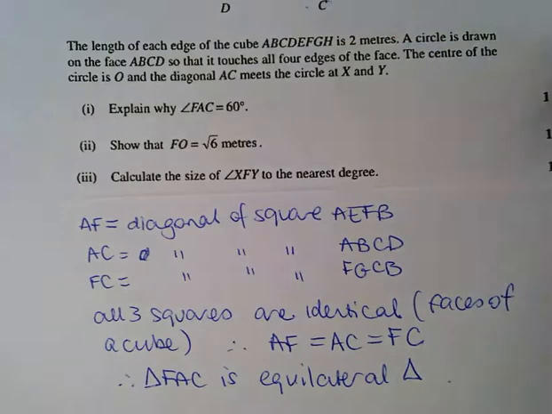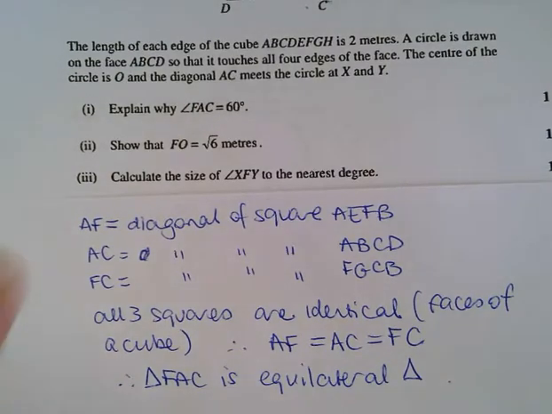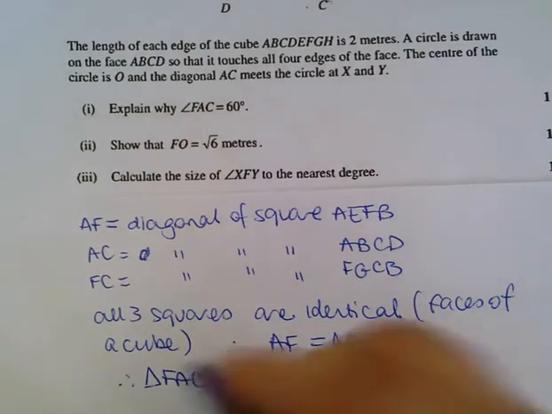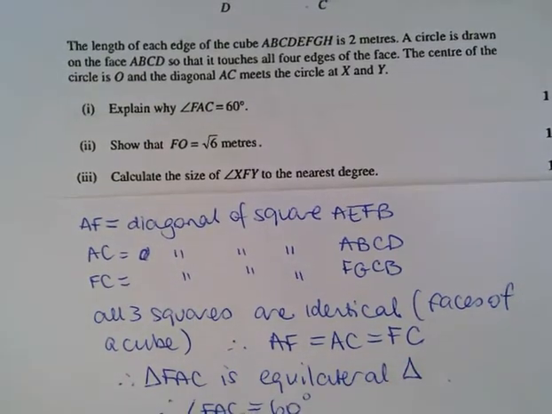Isn't FOA 90 degrees? Yes. You can make like in triangle OAF. Yeah, you probably could, yes. Yeah, actually that's another way of doing it. This is another way. Actually, let's do it that way too. And so therefore angle FAC is 60. Very good to see that.